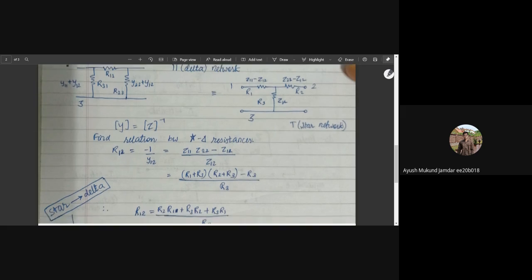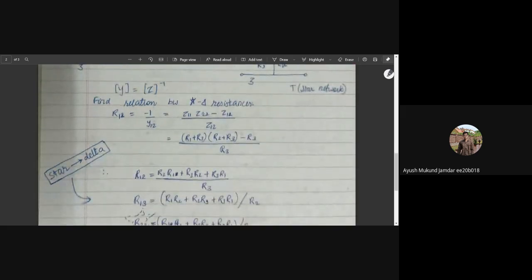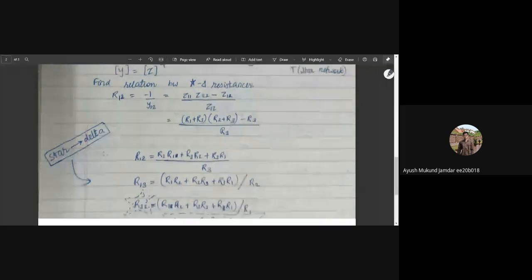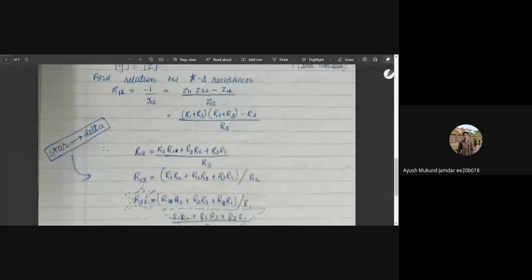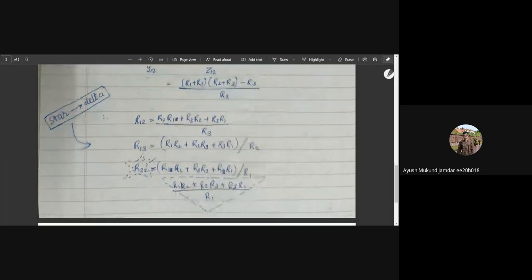That is, we know R1, R2, and R3. From that, we have to figure out what R12, R13, and R23 are. That is converting from star to delta. And this is the relation converting from star to delta. This may be quite confusing, but there can be many ways to remember that.